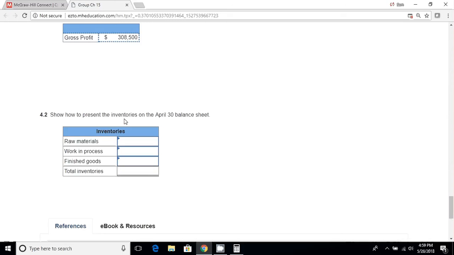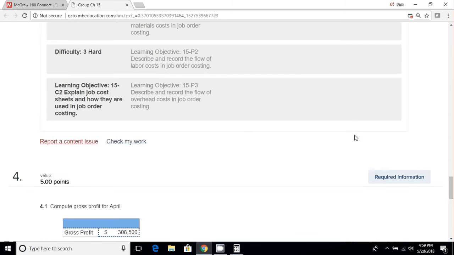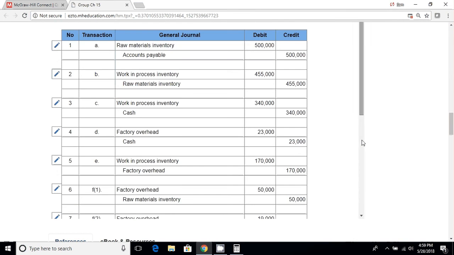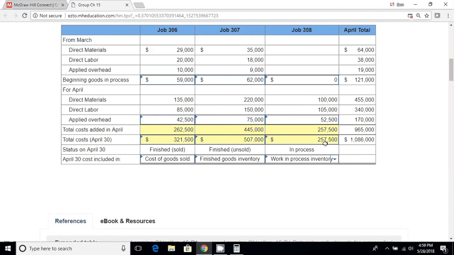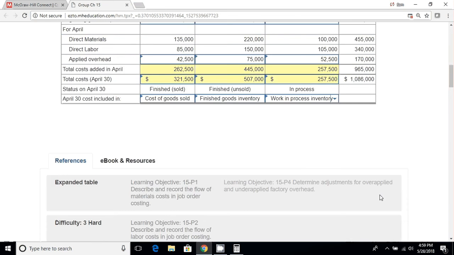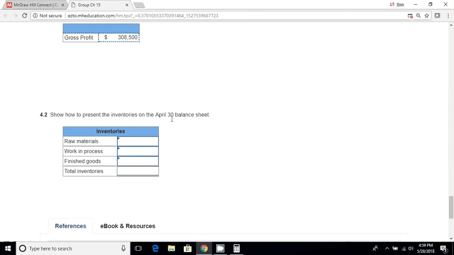All right. Last but certainly not least, how do we present the inventories on the April 30th balance sheet? Well, two of these are easy. One of them is not so easy. The two that are easy are work in process and finished goods. What's in work in process? I'm going to go up to the chart. Work in process has 257,500, right? And finished goods is just this one, the 507,000. So let's just go plug those in. 257,500. Get the easy stuff done first, and then 507,000.